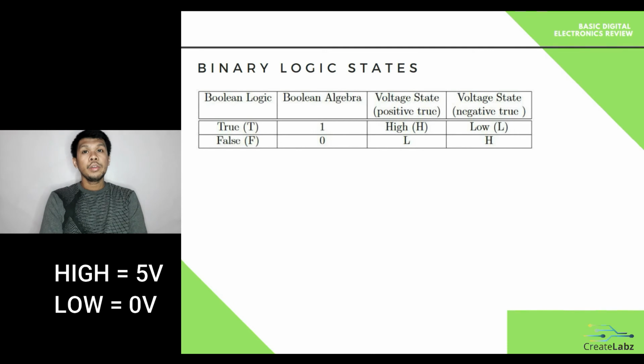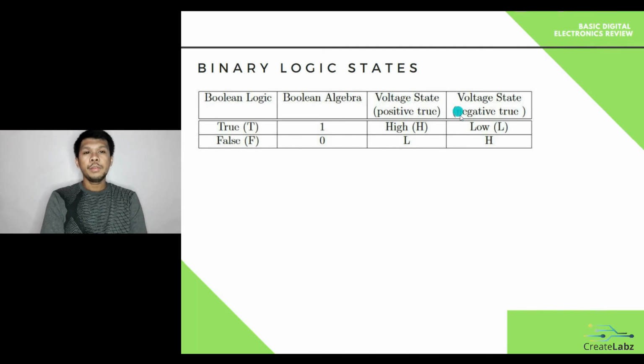On the other hand, we can also use a negative true state, meaning we just reverse the logic. 1 will have a low or 0 volts and 0 will have a high or 5 volts. But most commonly, we just stick with the positive true voltage state, which is 1 equal to high or 5 volts and 0 equal to low or 0 volts.